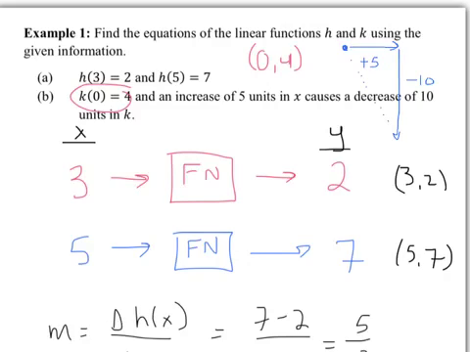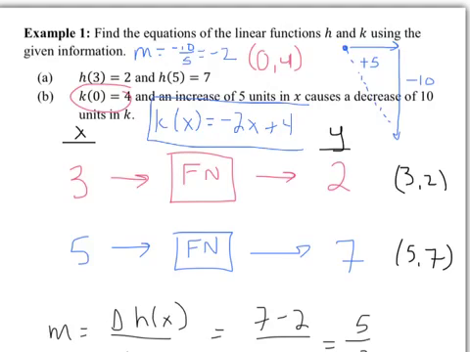If we remember, slope is defined as the change in the vertical component over the change in the horizontal component. So this change in the vertical component is negative 10. The change in the horizontal component is positive 5. So negative 10 over positive 5 is going to be the slope. So the slope is negative 10 over 5. Well, that's just negative 2. So the answer for this is going to be k of x equals negative 2x plus 4. Again, the 4 comes from the fact that (0, 4) is our y-intercept.